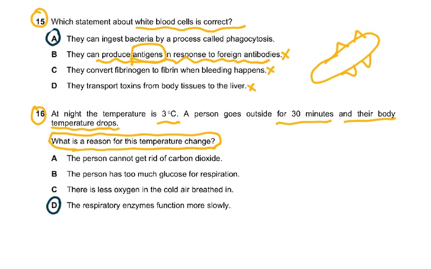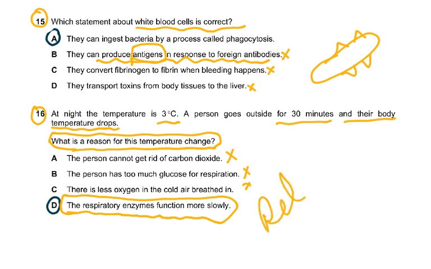Basically, what is happening is that the energy is released by aerobic respiration. So the respiratory enzymes function a little slowly, so maybe a little bit of the body temperature falls, but very, very little. It isn't going to fall a lot, because you can't function if your body temperature falls. So the person cannot rid of carbon dioxide. That's wrong. The person has too much glucose for respiration. That's wrong. There's less oxygen in the cold air breathed in. That's all rubbish. So the only answer was because respiration is the process which releases energy. I say this all the time, releases energy.